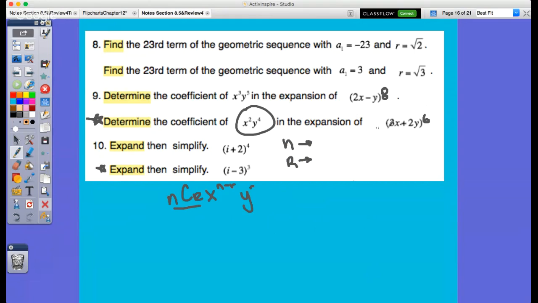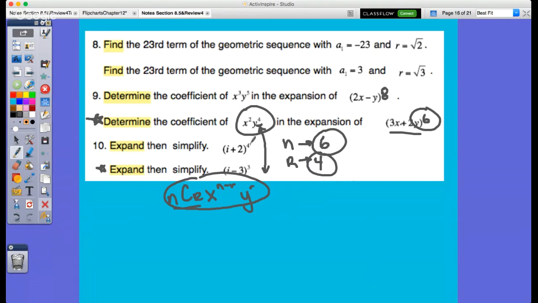Well, n is always the largest exponent, or the power the binomial is taken to. So over here it is 6, and notice the y to the r power is here. If you look at this, this is y to the 4th, and in our formula, which will be given tomorrow on that formula sheet, this y to the fourth power is the same as r being positive 4.